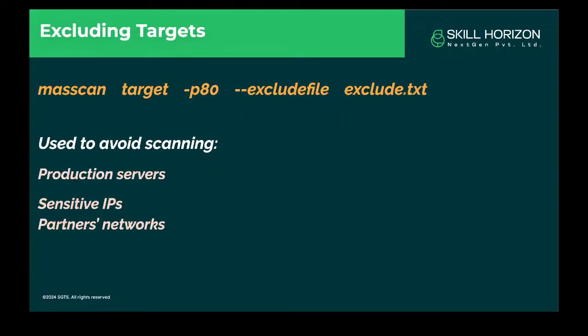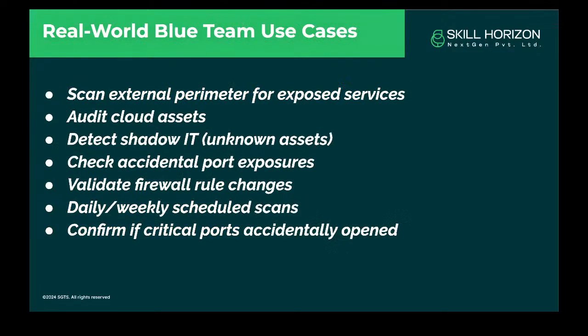Okay. So now if you want to exclude some target, there is one option available which is exclude file, and then you can provide your file which contains all the targets that you want to exclude from the scan. Whatever target is written in that file will be excluded from the scan. So if you want to avoid scanning some production servers, some sensitive IPs, some partner networks, you can use that flag. Otherwise this flag is not that useful.